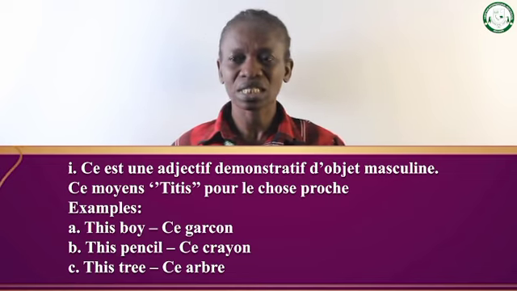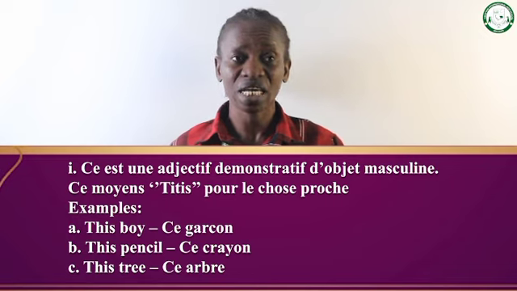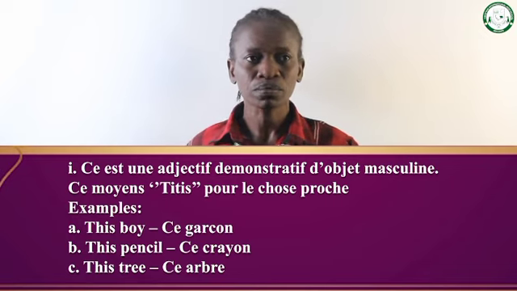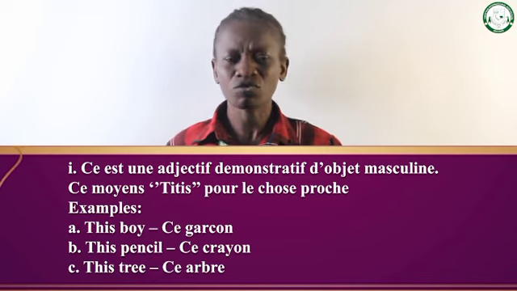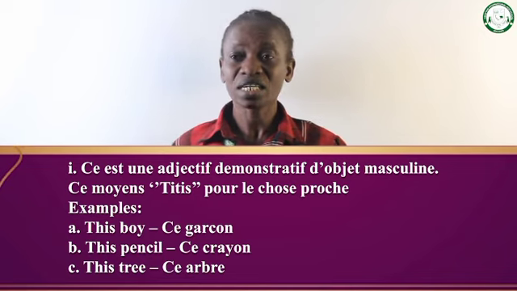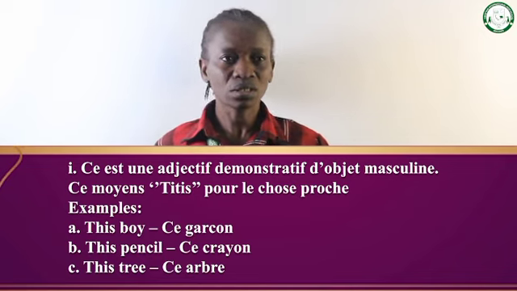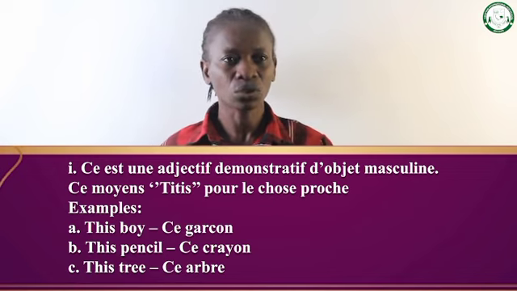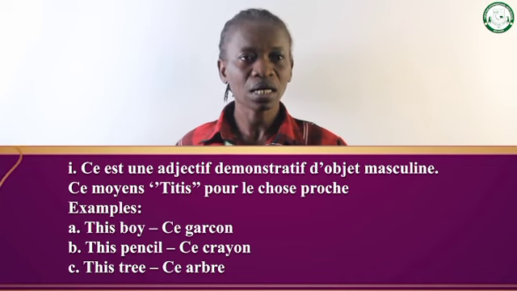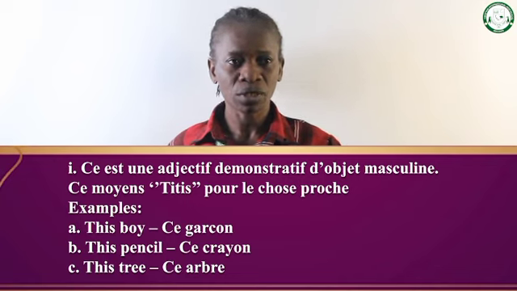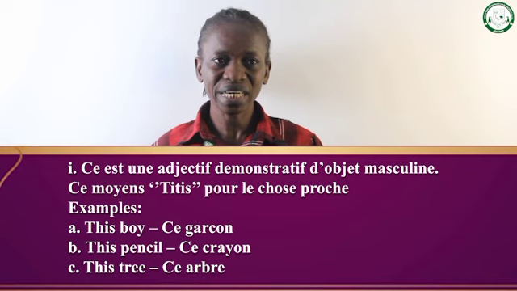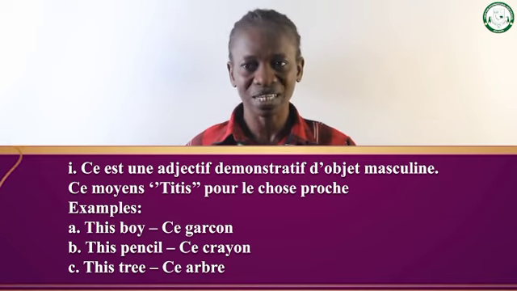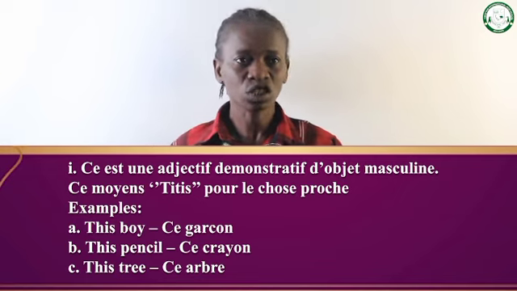That is, you use this, T-H-I-S in English. That's the meaning of ce. You use it for the things that are near to you, masculine objects that are near to you. Examples are: this boy. This boy in the French language will now be ce garçon. You know boy already. Ce garçon.